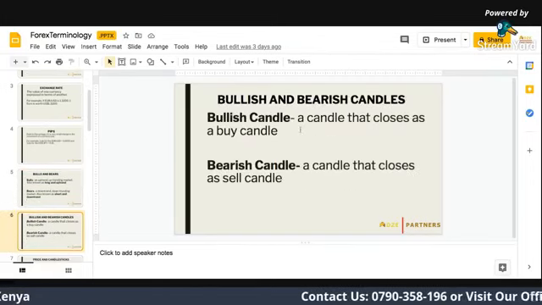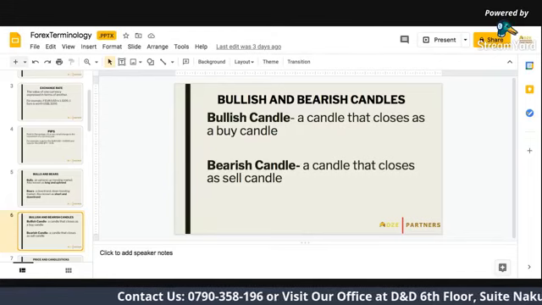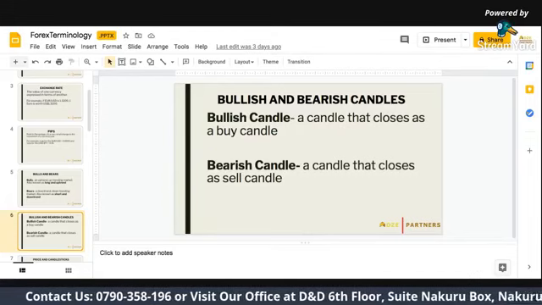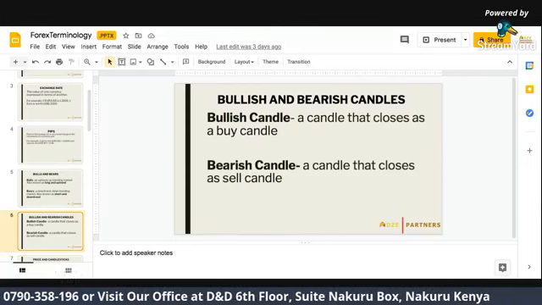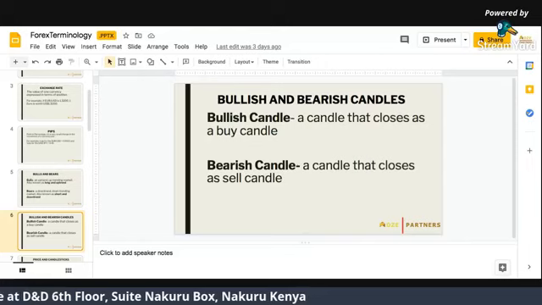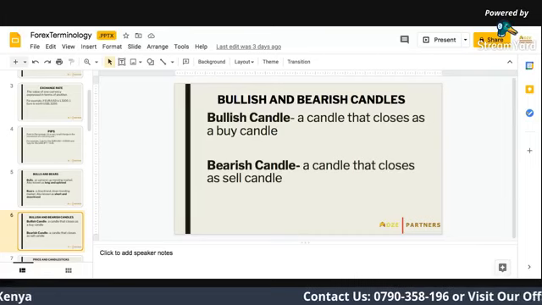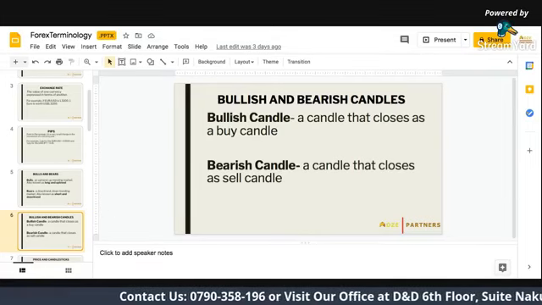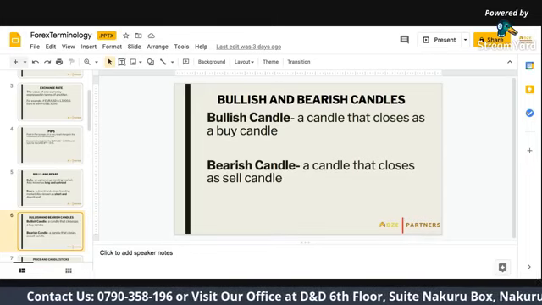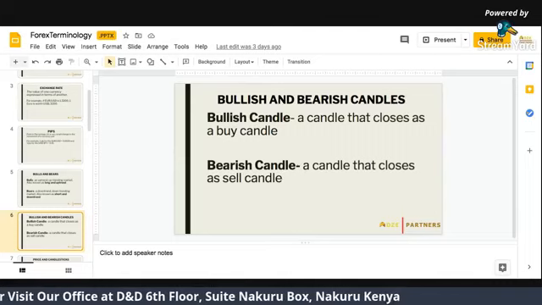Now, another term is bullish and bearish candles. A bullish candle is a candle that closes as a buy candle. A bearish candle is a candle that closes as a sell candle. We're going to cover candlesticks. It will indicate how a buy candle looks and how a sell candle looks. Basically, a buy candle is a candle that opens low and closes high. A bearish candle is a candle that opens high and closes low.